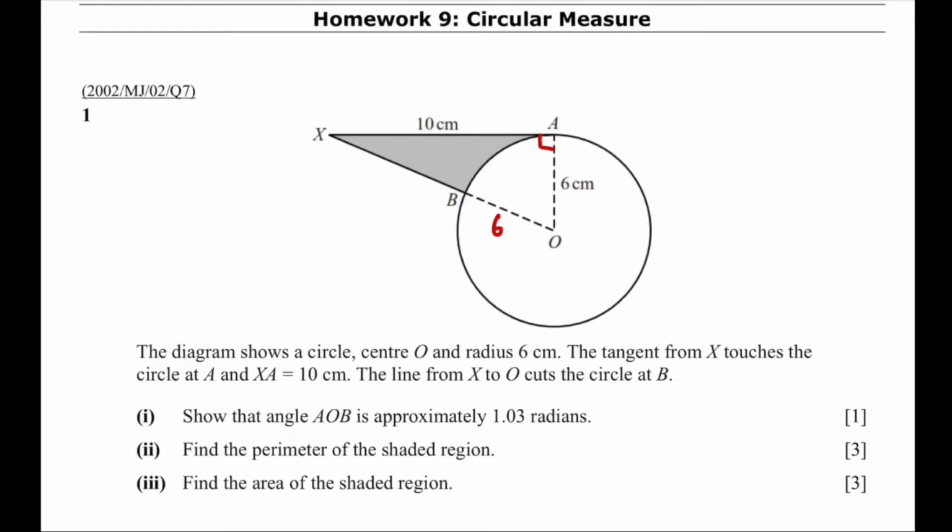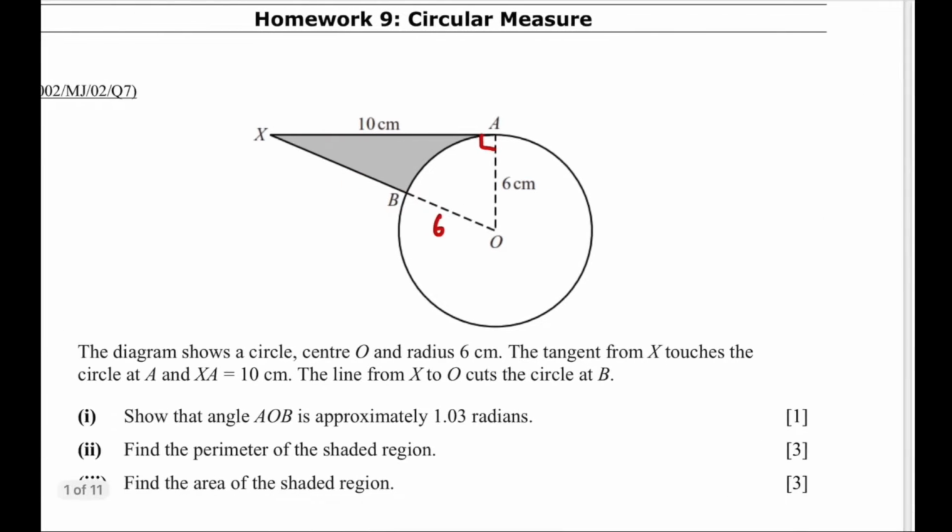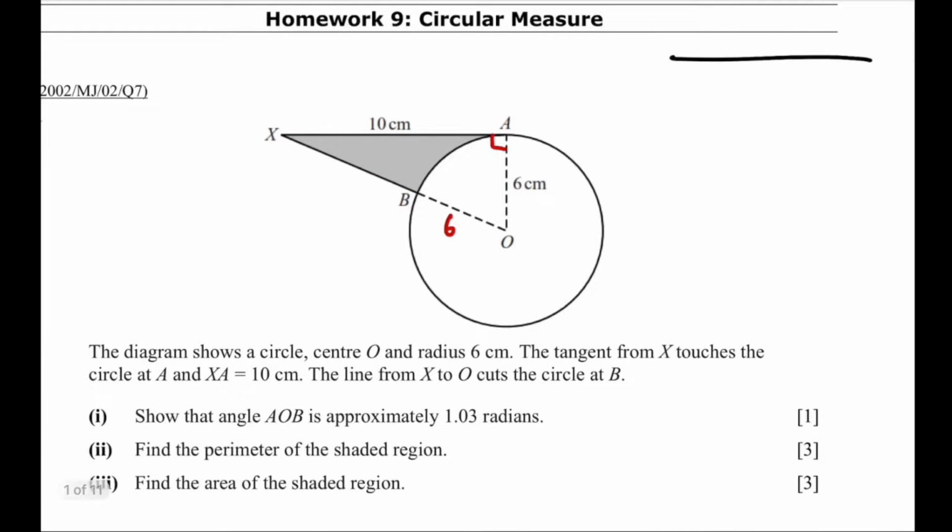So the first question will be, show that angle AOB is approximately 1.03 radian. Since you have a right angle triangle, we make full use of this right angle triangle. If you have a look at this right angle triangle, we do know the lengths, 10 cm and 6 cm. This is the angle that you want to show, angle AOB. The answer should be 1.03.